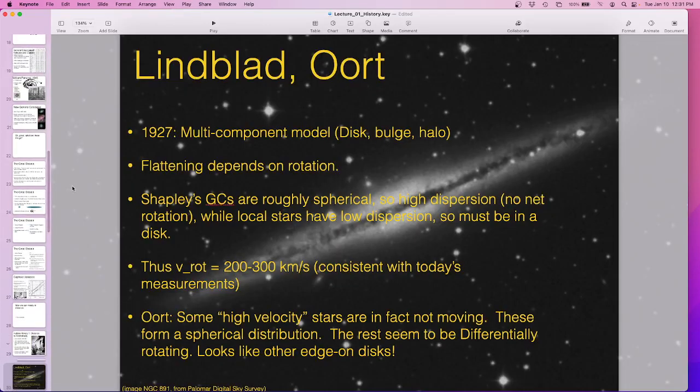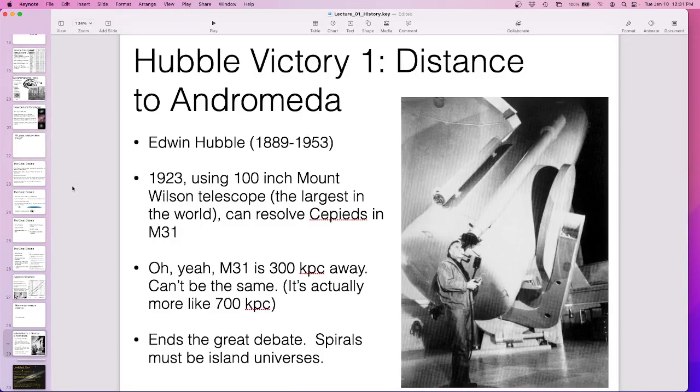Let's see. Oh, do I have a picture of the? I have the picture. Anyway, it's a really satisfying plate because you can find the plate that he took, and it's this beautiful photograph of Andromeda, and it just says VAR exclamation point with a circle around one of the stars, which is his discovery of what the universe looks like. It's one of the most important stars. This ends the great debate because now we know how far away things are.